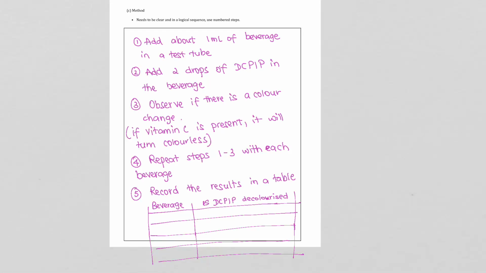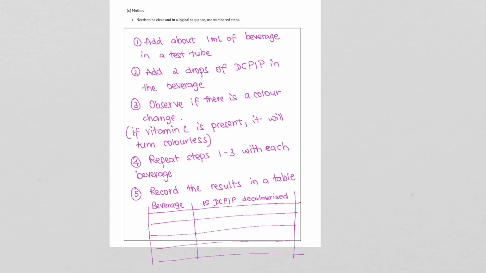Then for the method, I'm going to write the method. You can read it, check that you have everything from your answer. So this is my method. Add about 1 ml of beverage in the test tube. Add 2 drops of DCPIP. Observe if there is a color change. If vitamin C is present, it will turn colorless, or it will decolorize DCPIP. Repeat steps 1 to 3 with each beverage.